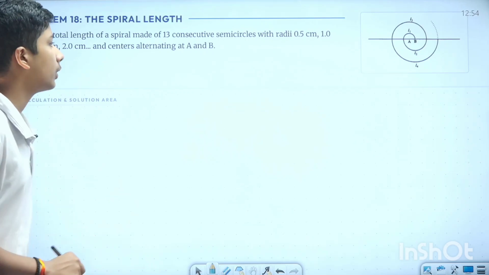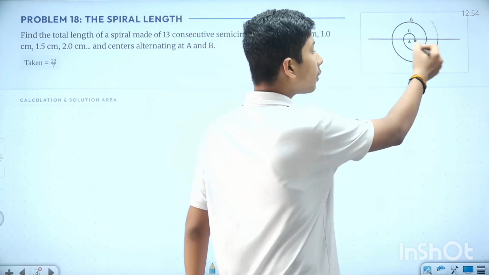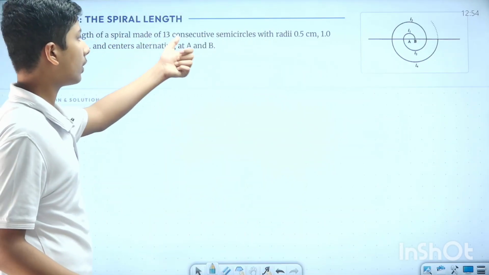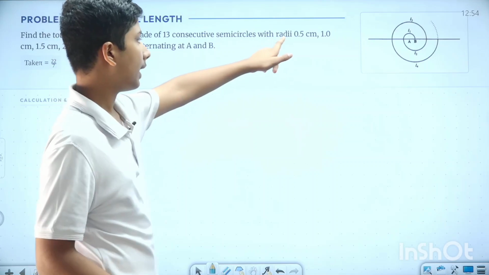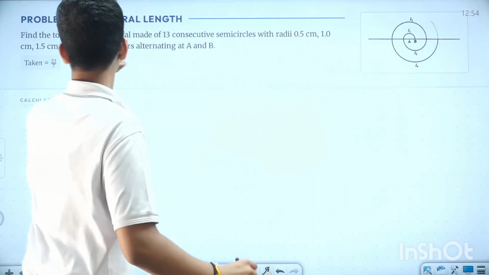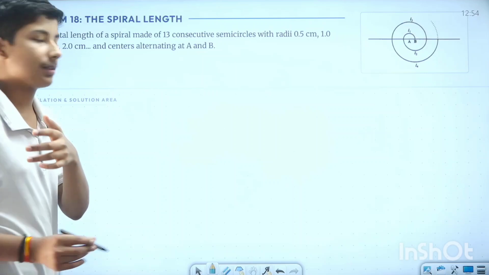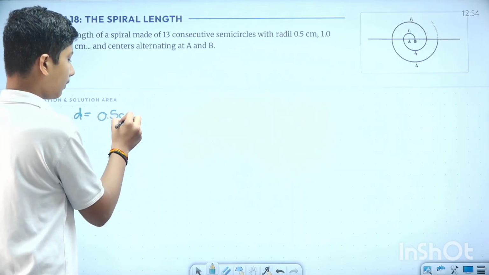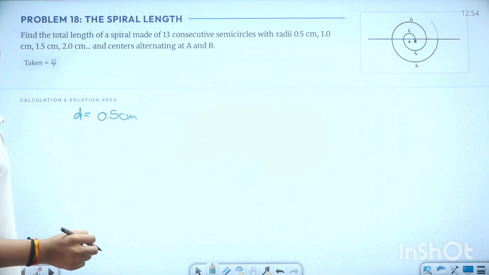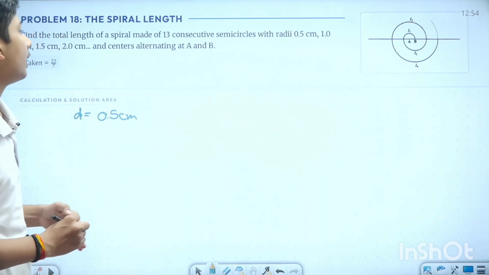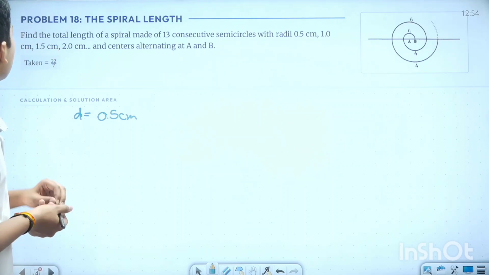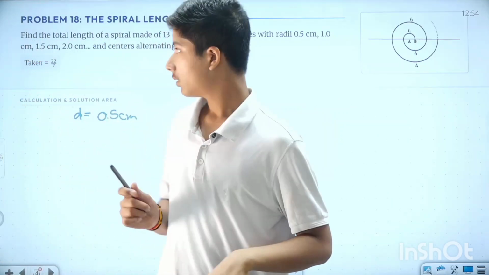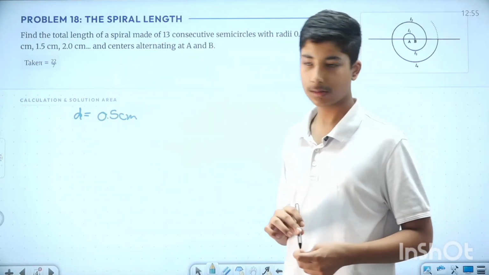Now here in our next question, a spiral is given. Length of a spiral made of 13 consecutive semicircles with radii 0.5, 1, 1.5, 2, 2.5 and hence the difference is clear, which is 0.5 centimeters. And centers alternating at A and B. We have to find out the total length of 13 consecutive semicircles.